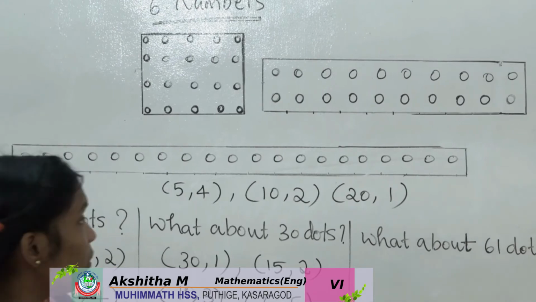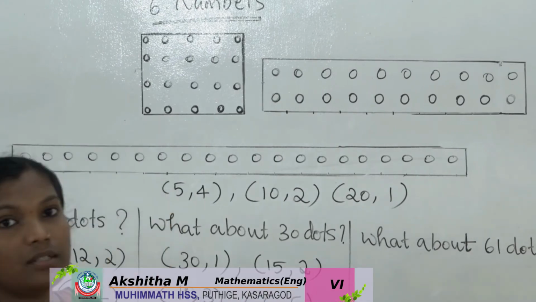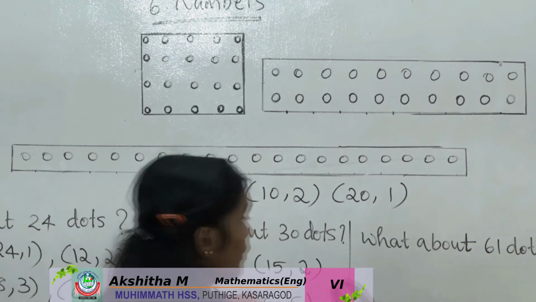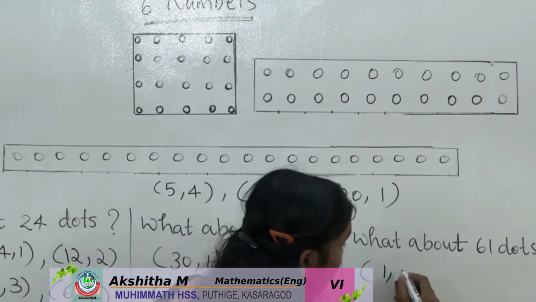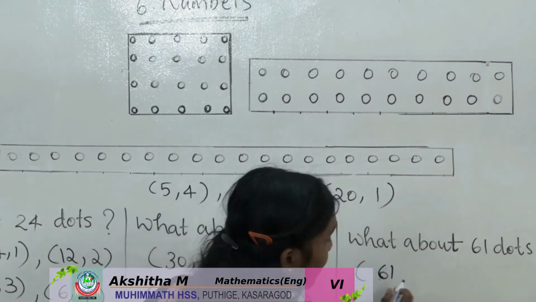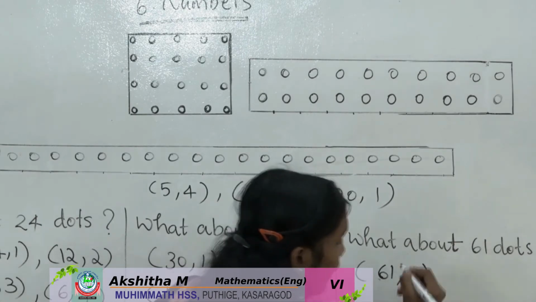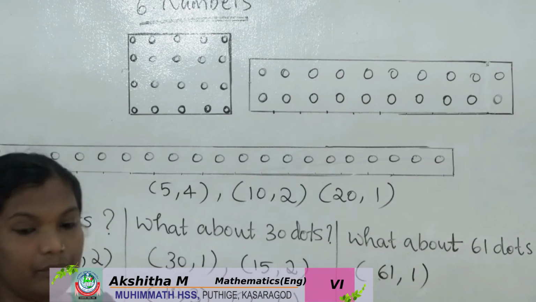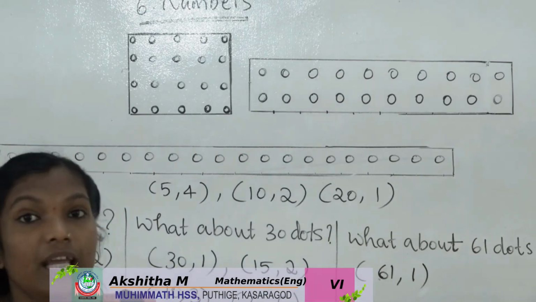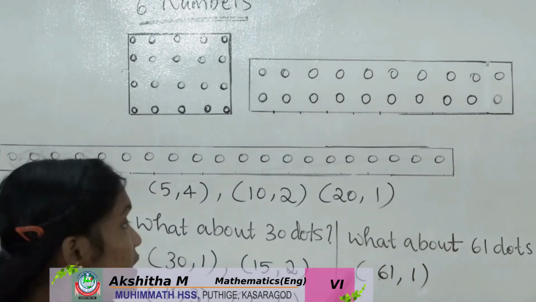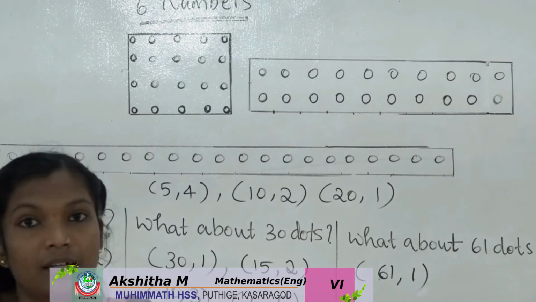Look at the next one. What about 61 dots? 61 dots wide and 1 dot high. So we can make only one rectangle with 61 dots. Is it clear?